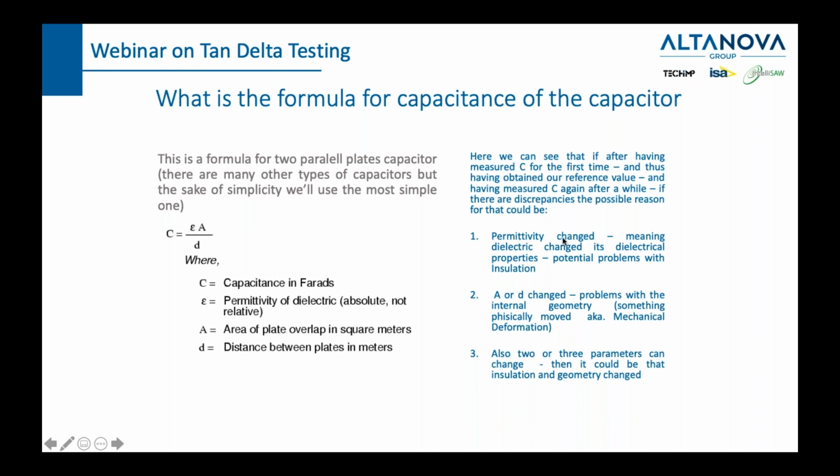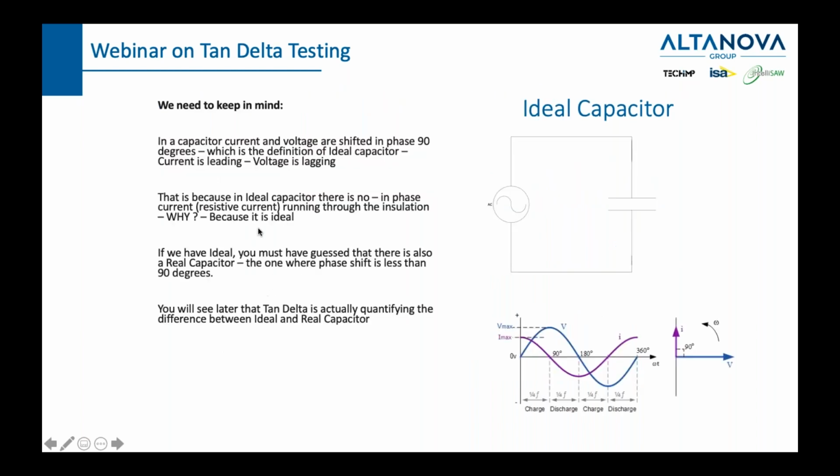Epsilon can change, which means permittivity change. It means that the dielectric properties now have different characteristics. It means we don't have the same insulation anymore. Or A and D can change. They describe the geometry of the capacitor. And if these change, it means that something physically moved inside. And of course, all of them can change. Permittivity and the geometry can change. And in that case, we have, in general, a bigger change than if only one or two of these parameters would change. So this is how this functions.